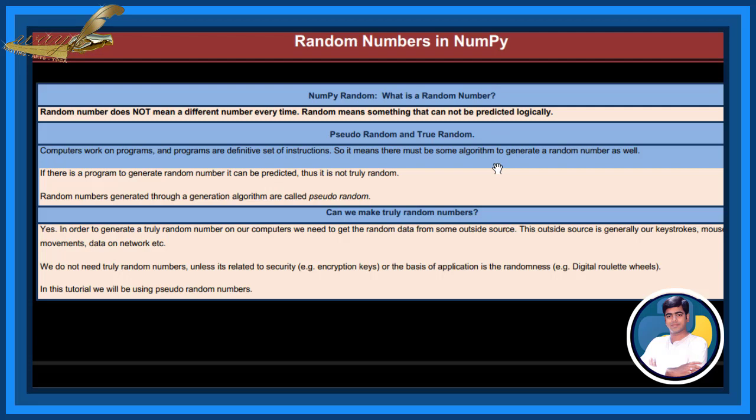Yes, in order to generate truly random numbers on our computers, we need to get the random data from some outside sources. This outside source is generally our keystrokes, mouse movements, data on network, etc. We do not need truly random numbers unless it is related to security. Example, encryption keys or the base of an application is the randomness. Digital roulette wheels. In this tutorial, we will be using pseudo-random numbers.